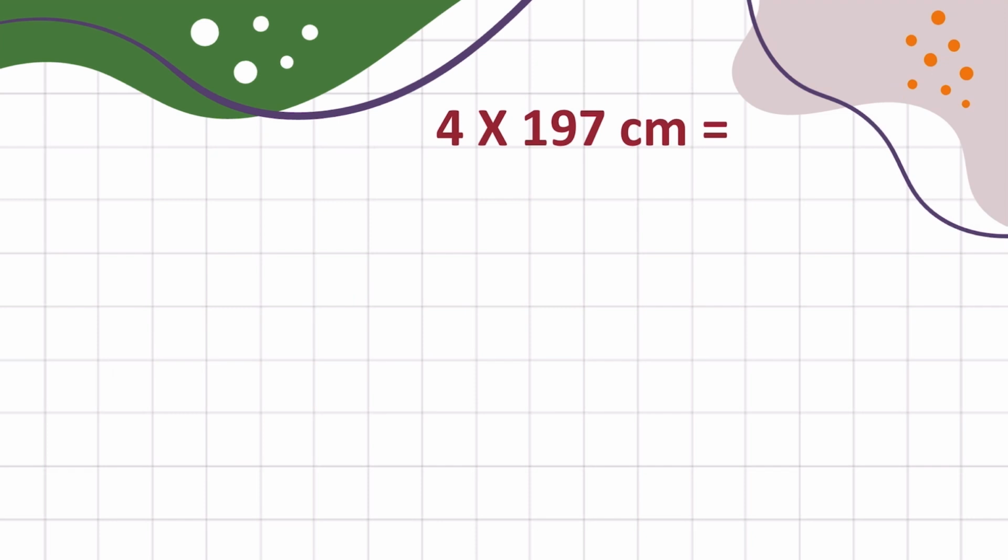Next, we have 4 times 197 centimeter. Again, the number with the unit must be at the top when we do the standard written method. So we write down 197 centimeter at the top, times the second number, which is 4. Remember, you need to write the number that we need to times at the right side, below 7, which belongs to place value 1. Then find the answer.